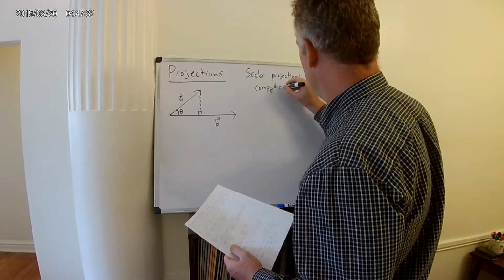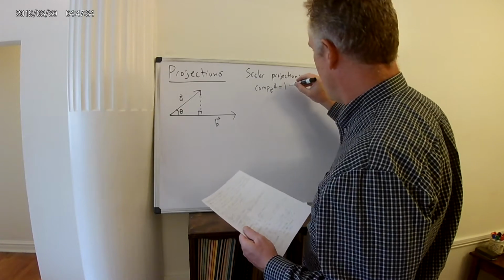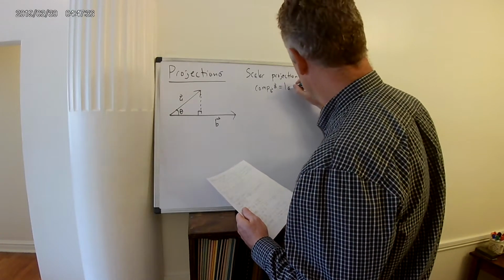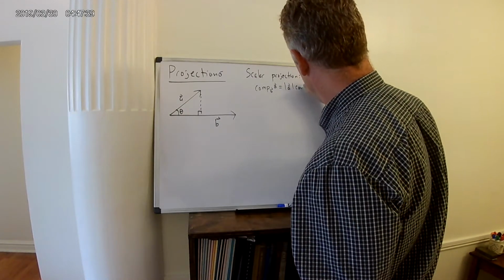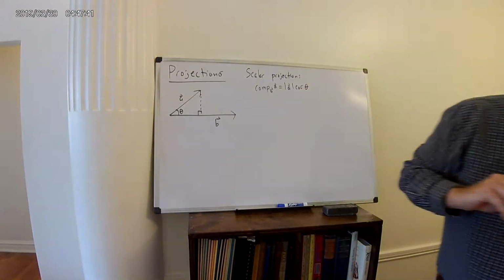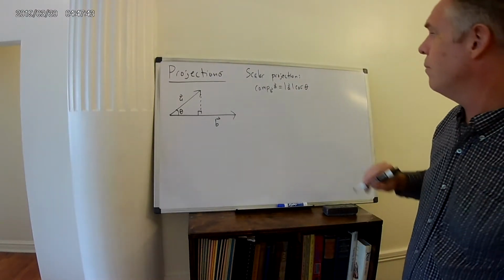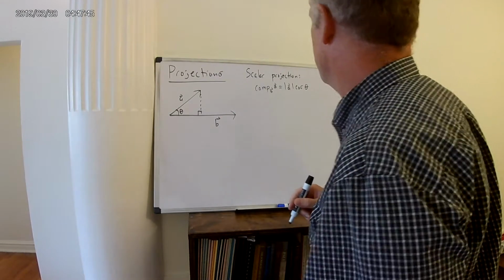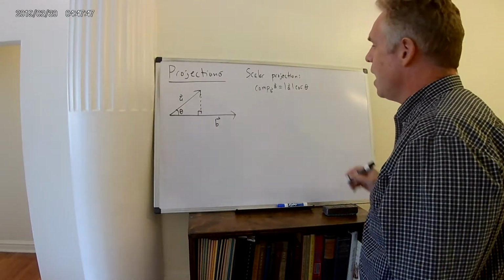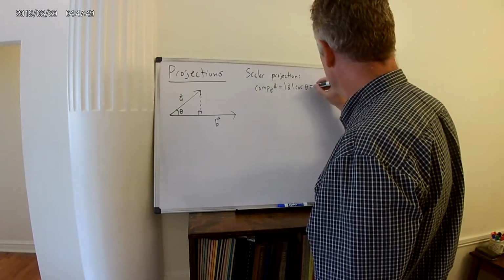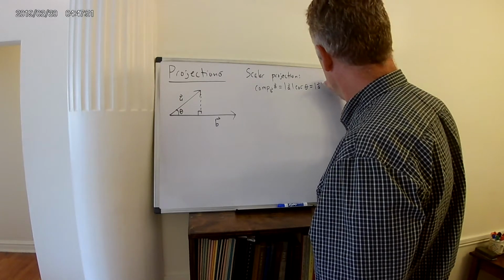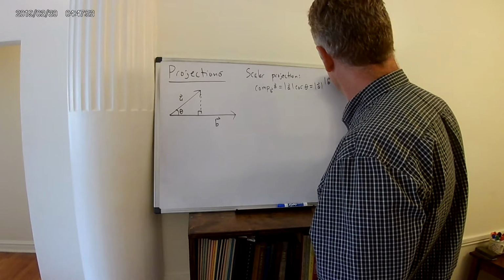And this component is simply equal to the magnitude of A times the cosine of the angle between these two vectors. This is the component of vector A onto B. And I'm going to just kind of rearrange things to derive a formula, a slightly different way of writing this.